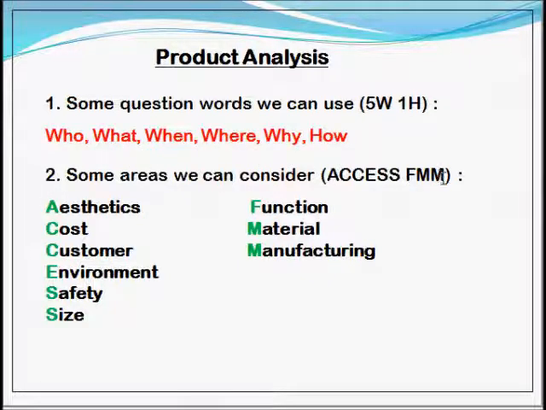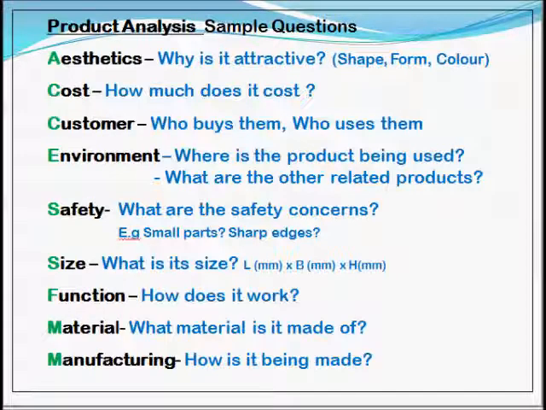ACCESS FMM is an acronym for aesthetics, cost, customer, environment, safety, size, function, material, and manufacturing. These are areas of a design that we can ask questions about and probe deeper in our designs. So ACCESS FMM is really an acronym to help us cover all aspects of a design which we should look at. Now, here are some sample questions that you can use in your product analysis.